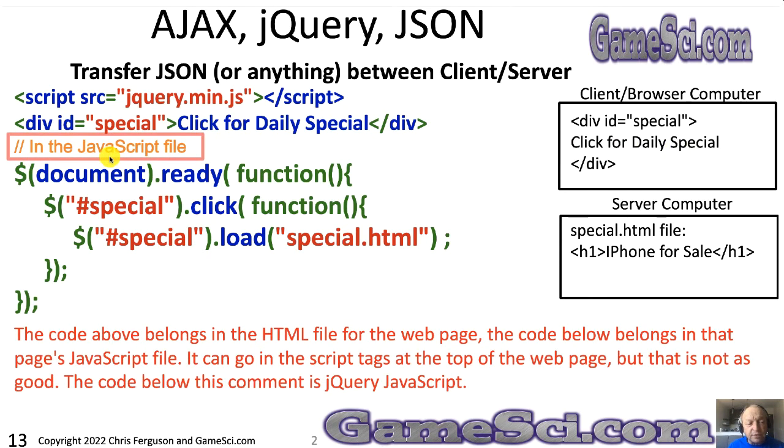Switch over to the JavaScript file. The code above this line belongs in your HTML file. The code below belongs in your JavaScript or jQuery file. It can go in the script tags at the top of the web page, but that's not as good as having a separate JavaScript file. The code below the comment is jQuery JavaScript. Technically, yes, this is JavaScript, but it's JavaScript that's using jQuery.